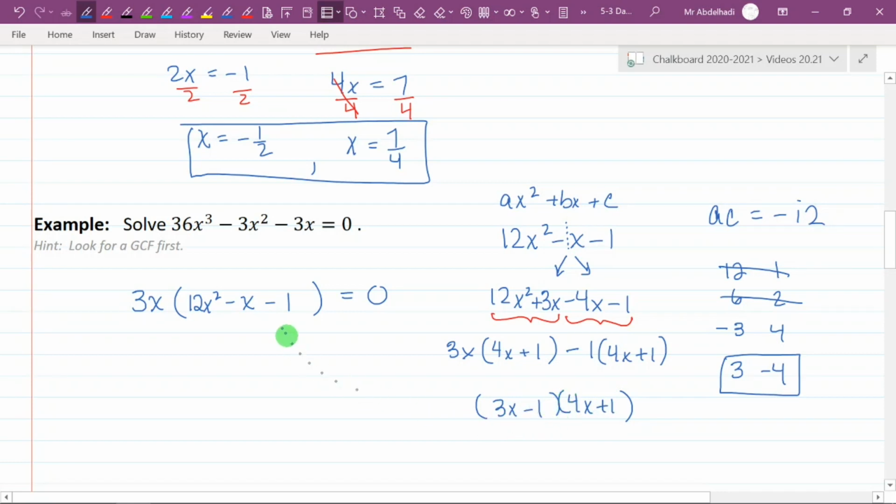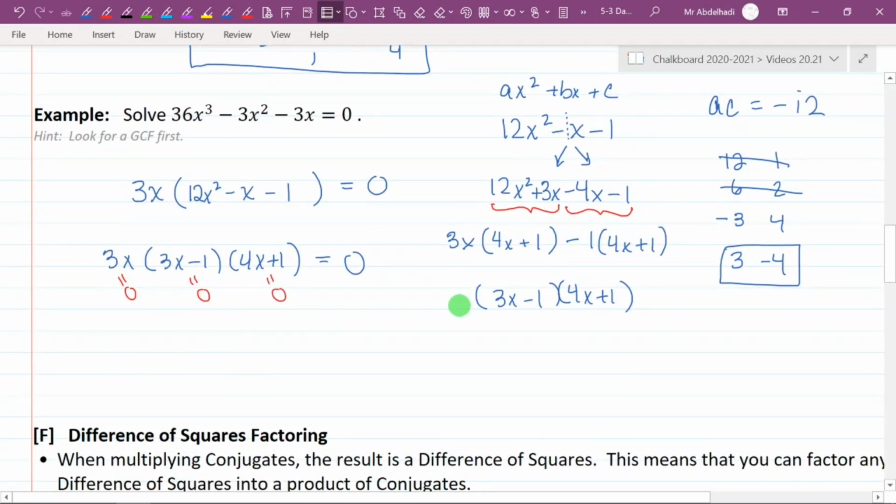So bring those and replace this with that. So this is now 3x minus 1, 4x plus 1 equals 0. We have 3 factored terms. We have a 0. We can use the zero product rule. That means all the factors. And don't forget, this first one here, even though there's no parentheses around it, it's still a factor. Set it equal to 0. Set this equal to 0. And set this equal to 0.